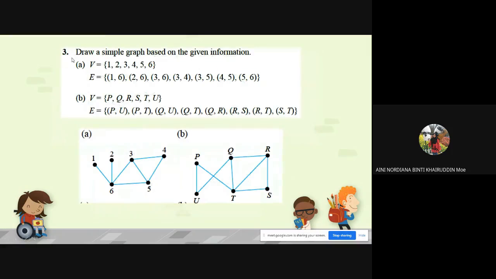Question number 3. Draw a simple graph. This is the answer. Actually, there are many ways to draw it, as long as the vertices are 1, 2, 3, 4, 5, and 6, and the edges are 1 6, 2 6, 3 6, 3 4, 3 5, 4 5, and 5 6. So this is one of the possible drawings.